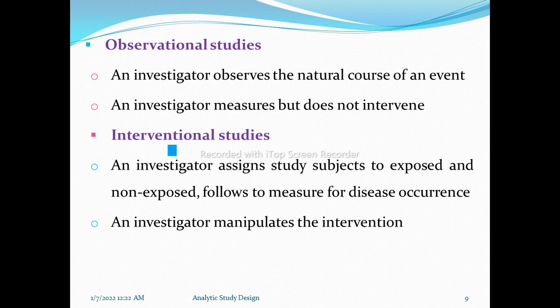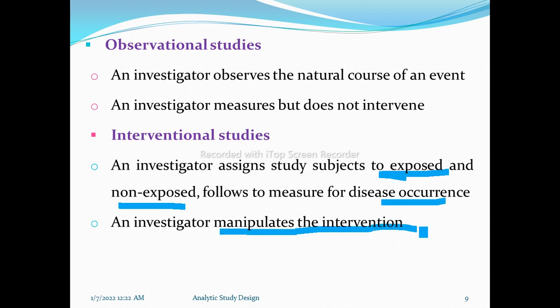The other is interventional studies. In interventional studies, an investigator assigns the study subjects to exposed and non-exposed groups by himself, and follows them to measure disease occurrence. So an investigator manipulates the intervention. He has the ability to assign individuals to exposed and non-exposed groups, and to follow them into the future to see whether the outcome of interest will occur or not.